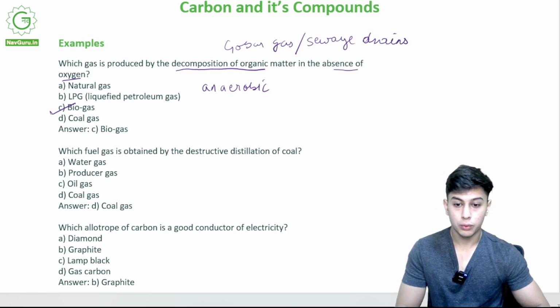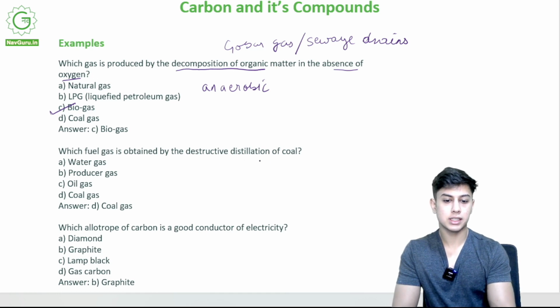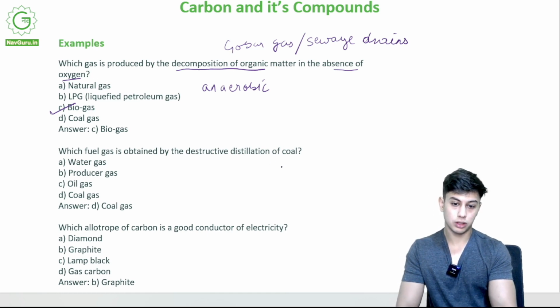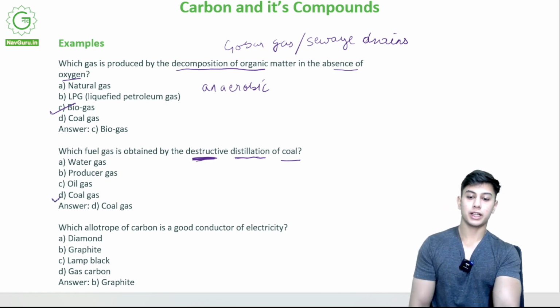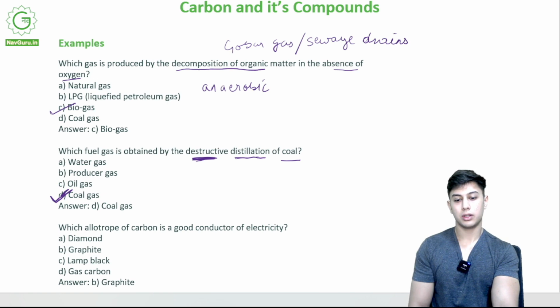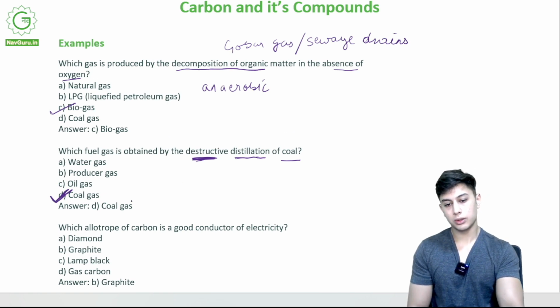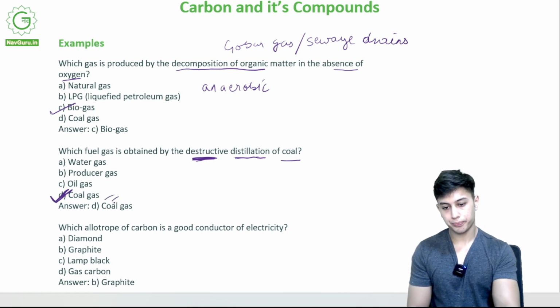Which fuel is obtained by destructive distillation of coal? Distillation is a process through which we obtain various compounds from a product. So, destructive distillation. Water gas, producer gas, oil gas, coal gas. Destructive distillation of coal will give you coal gas.